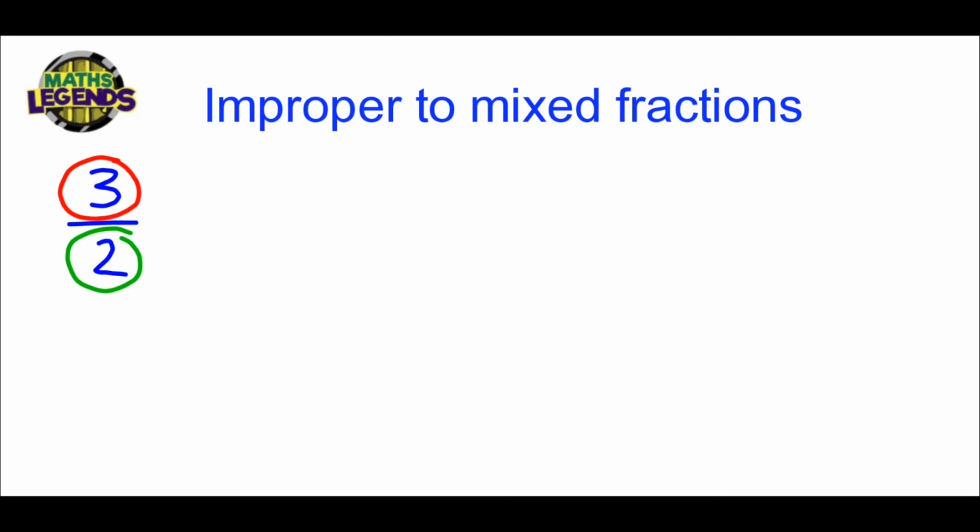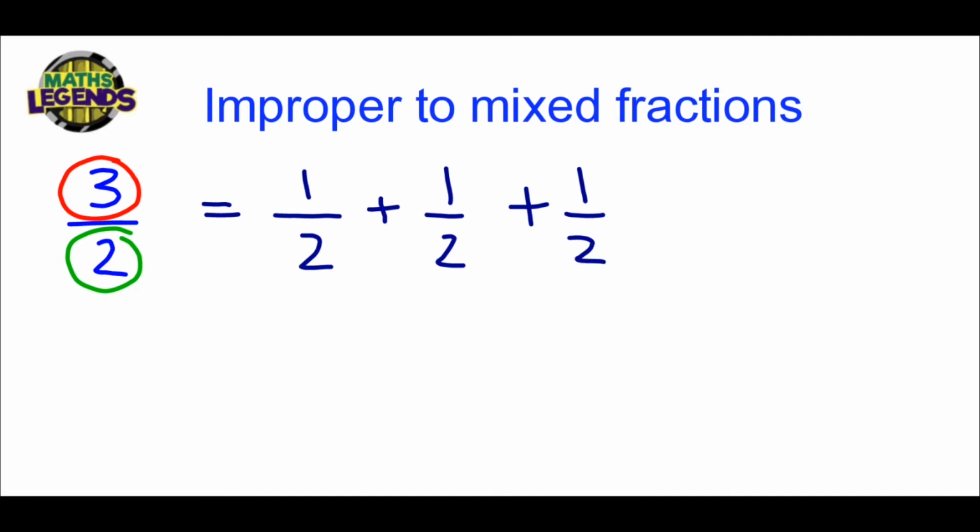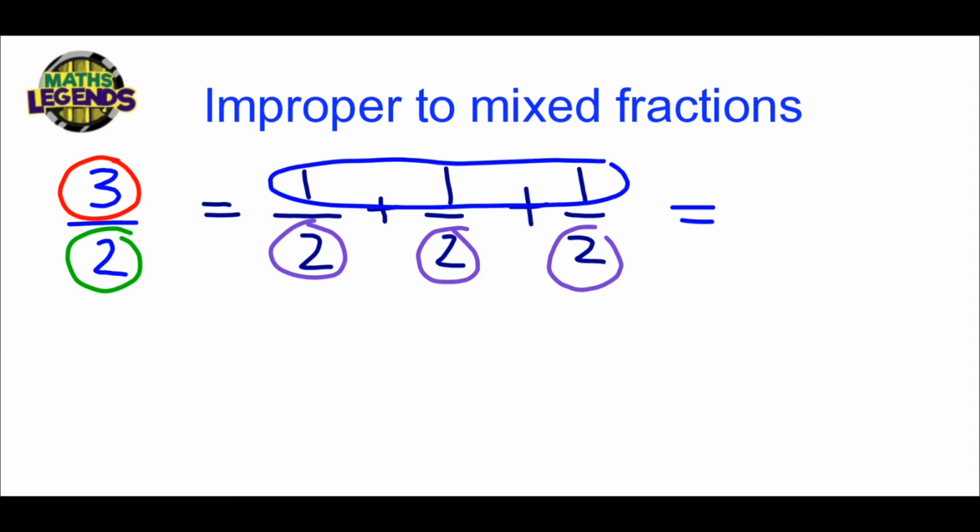So 3 over 2 is the same as 1 over 2 plus 1 over 2 plus 1 over 2. Why can we say that? Well, we have a common denominator. The denominator is the same. It's 2 in each case. So to combine them, we can just add the top numbers together. That's 3. And we keep the bottom number the same. So that's 2. So now if we draw a diagram.